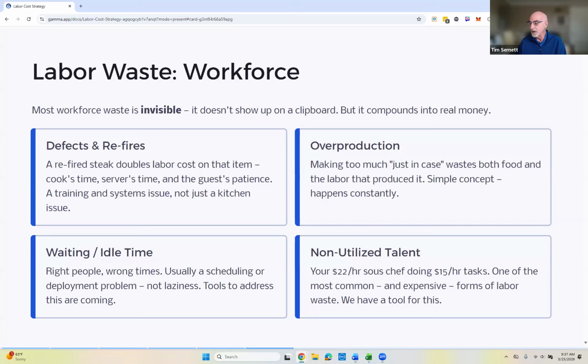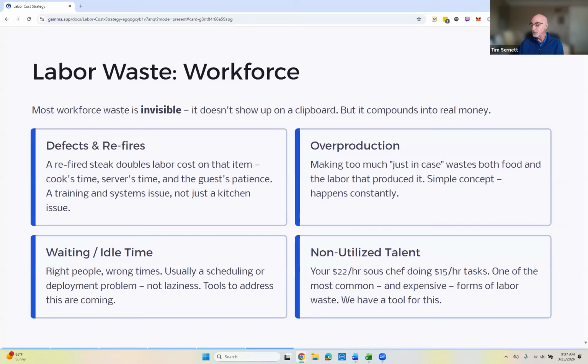So, defects and refires. Every mistake that requires additional labor to correct it doubles the labor cost of that item. A refired steak isn't just a food cost, it's cook time, server time, and guest patience lost. Reducing defects is a training issue, a communication issue, and a systems issue, not just a kitchen issue.